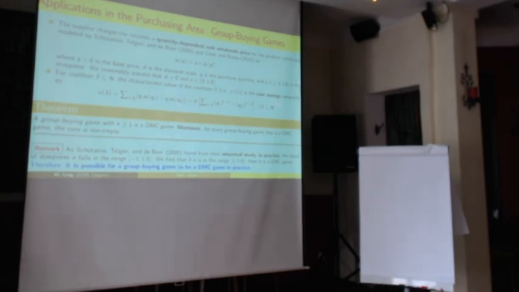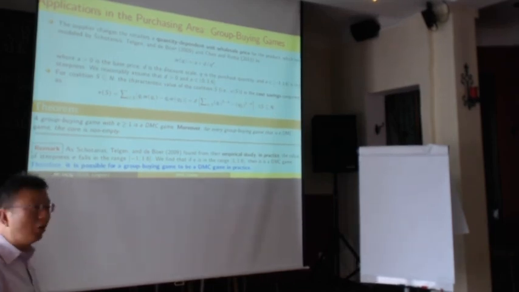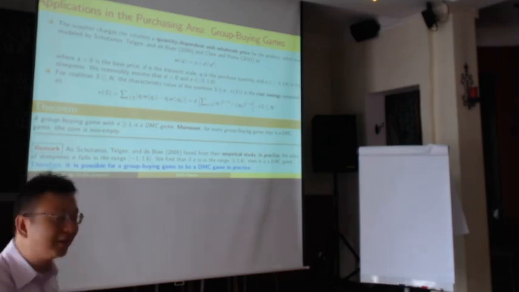Okay, I calculate the cost savings also. And we find the group buy-in game has this parameter E. This is a parameter for steepness. Now, if E is bigger than or equal to 1, this game must be a DMC game. Moreover, for every group buy-in game that is a DMC game, the core must be non-empty.